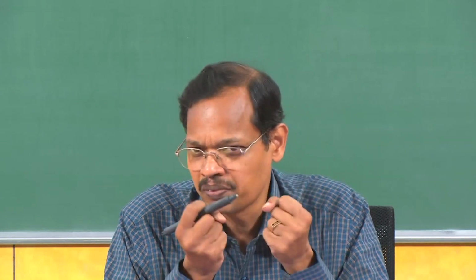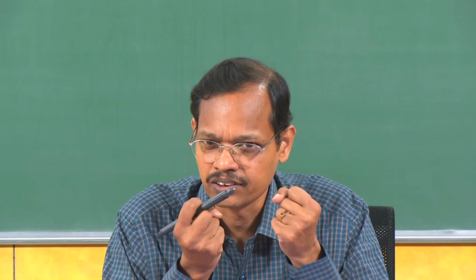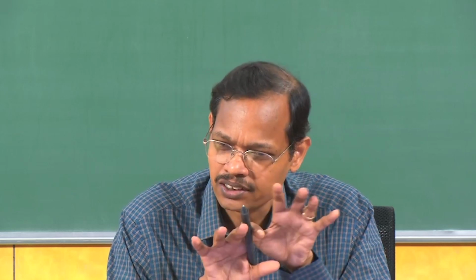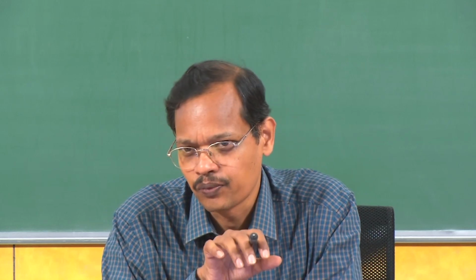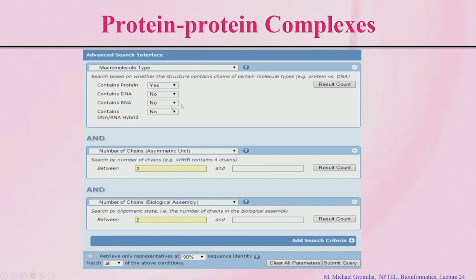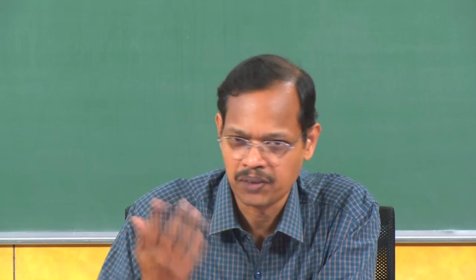How to extract the information from known structures? These structures are deposited in the Protein Data Bank, and how do we obtain them? For example, if you are interested in protein-protein complexes, specifically heterodimers. What are heterodimers? The two chains are different, the molecules are different, and it can be a dimer or trimer and so on.